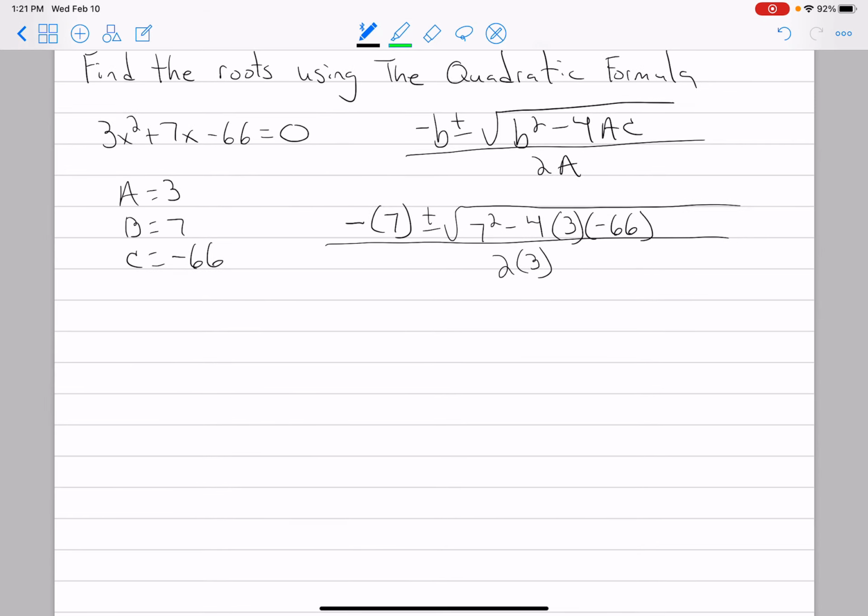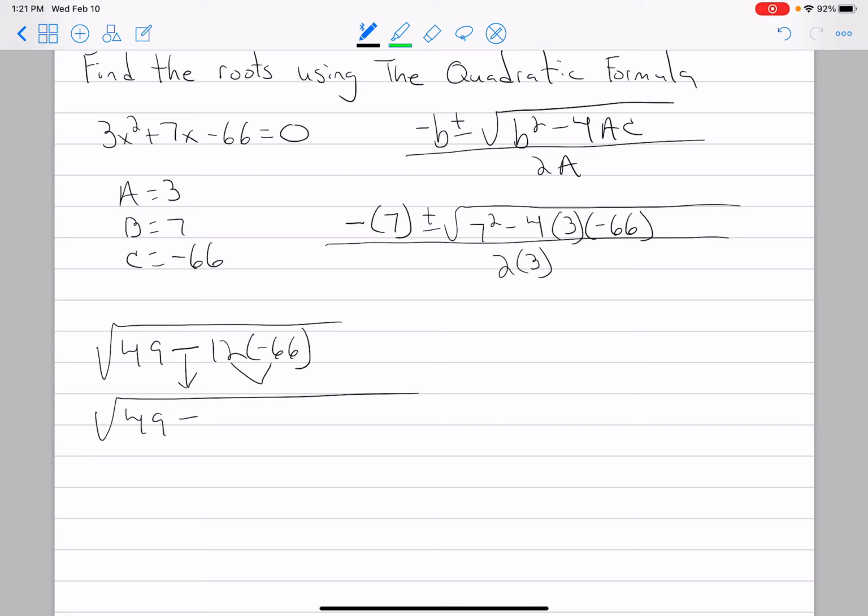Now you got to solve the discriminant, so I like to do that off to the side. 7 squared is 49, minus 4 times 3 is 12. Right? This is still a 49. I'm still moving my subtraction sign. 12 times negative 66. I don't know what that is. So let's see. 12 times 66. 792. So that makes that a negative 792.